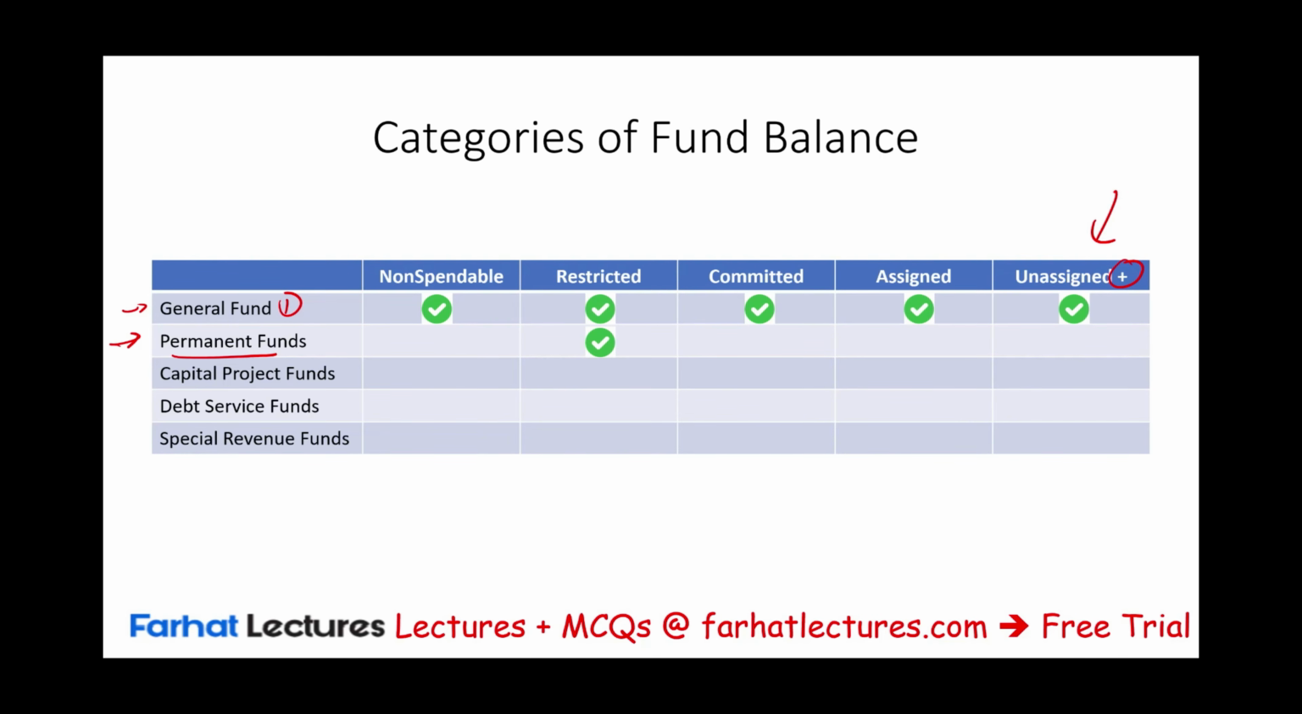It cannot have committed or assigned for anything. It's restricted for a specific purpose. And it cannot have unassigned positive. It could have an unassigned negative, but not positive. Usually, it will have neither, usually.